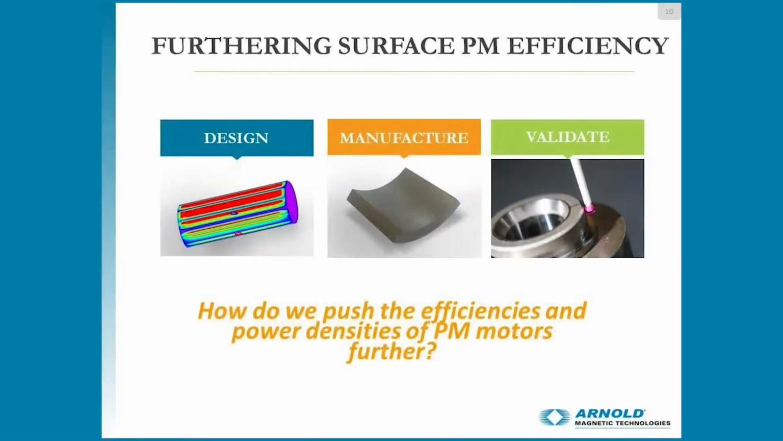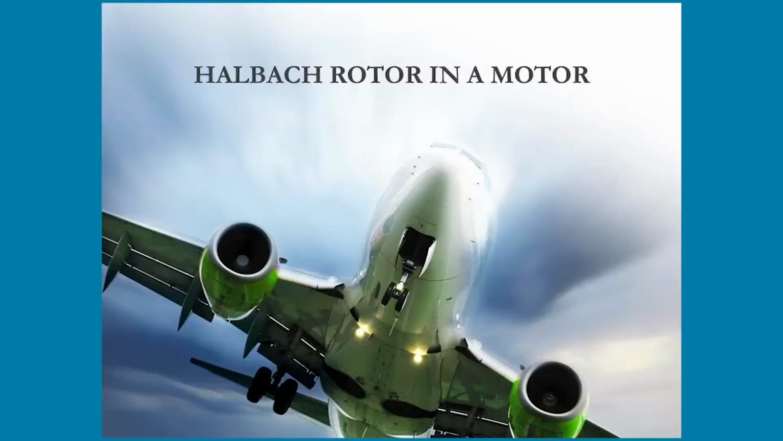Focusing on the permanent magnet machine, how do we push those efficiencies as far as we can? How do we reduce those disadvantages as much as we can? First thing we're going to look at is a newer type of rotor topology. That's going to be a Halbach array rotor topology.